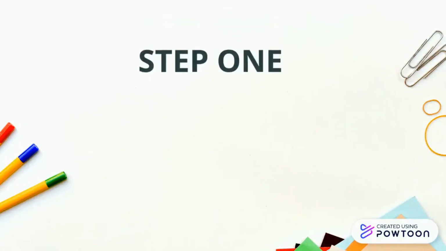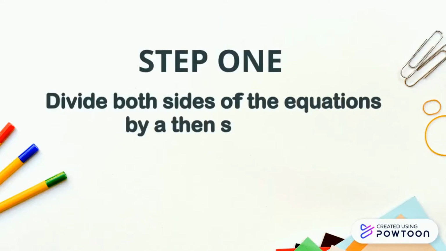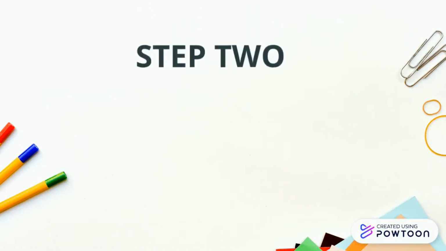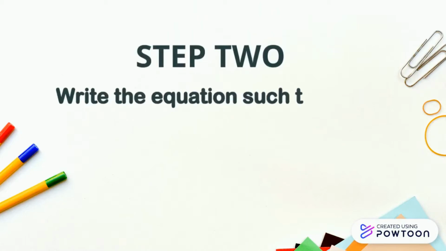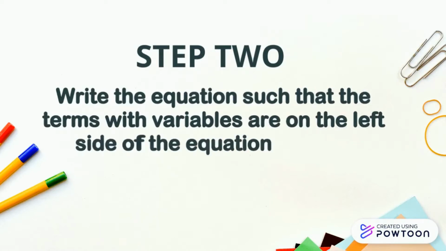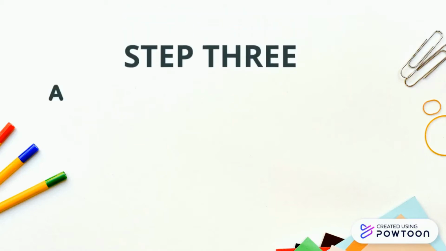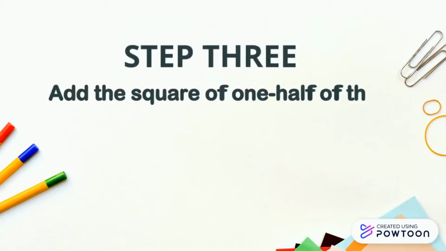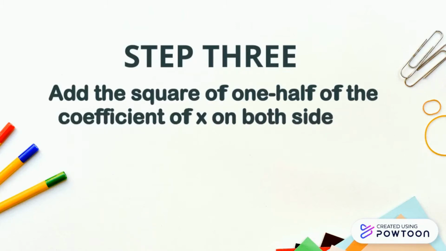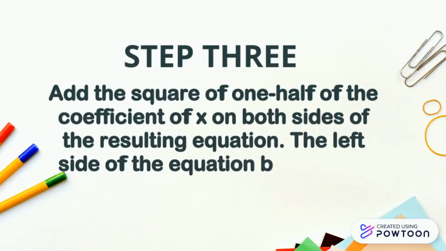Step number 1. Divide both sides of the equation by a, then simplify. Step number 2. Write the equation such that the terms with variables are on the left side of the equation and the constant term is on the right side of the equation. Step number 3. Add the square of 1/2 of the coefficient of x on both sides of the resulting equation. The left side of the equation becomes a perfect square trinomial.